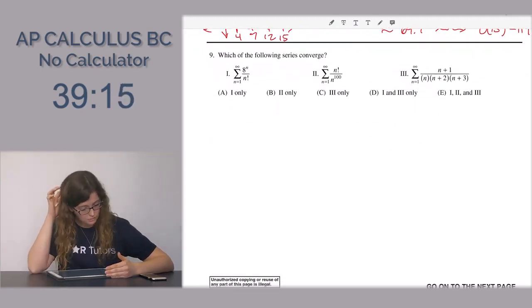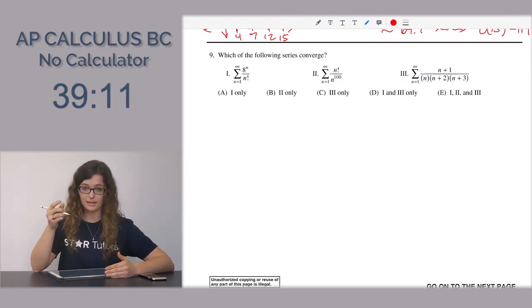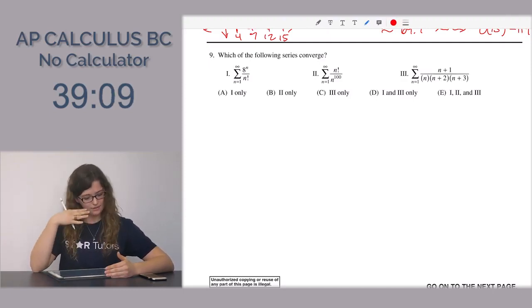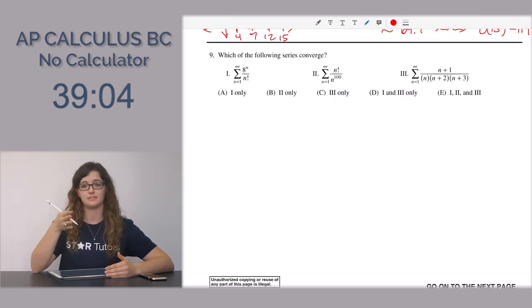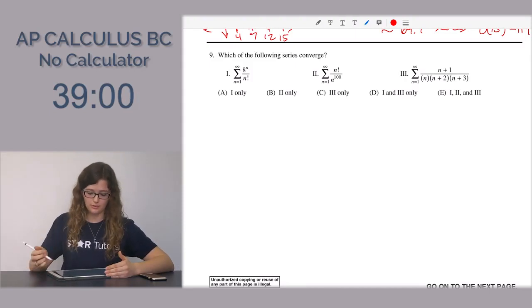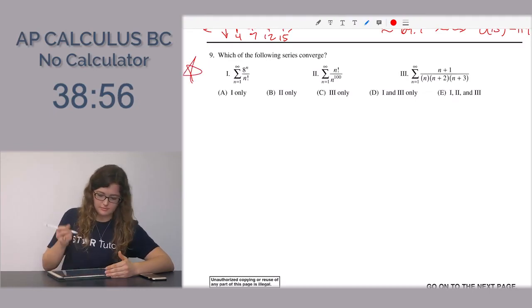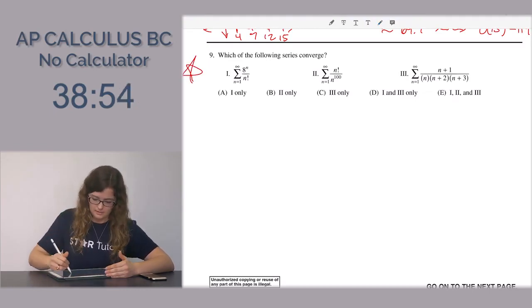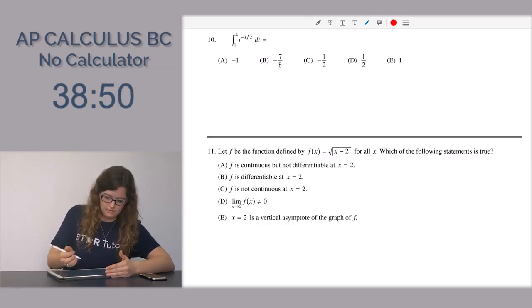This next one too, which of the following series converge? BC topic again. Trying to show that a series converges often takes a really long time because there's a ton of different tests, and it isn't always obvious which test to use. So I'm going to skip this problem and I'll come back to it. So I'm gonna star this, and remember, I need to come back to number 9. Okay, 10. Yeah, see, this problem is way easier. I'm gonna do this problem next.